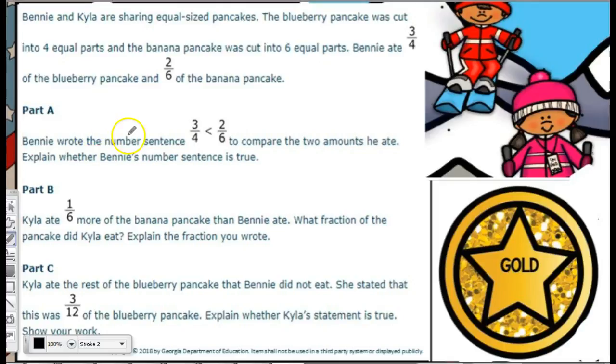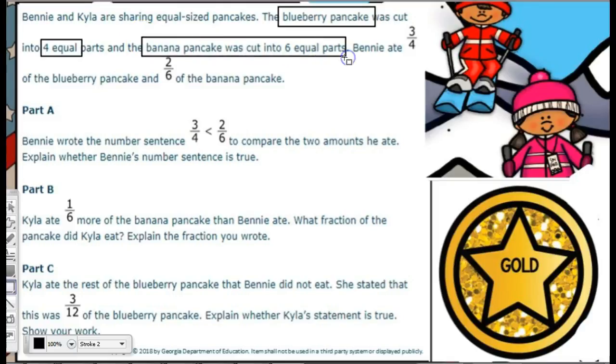Part A, Benny wrote the number sentence, 3/4 is less than 2/6, to compare the 2 amounts he ate. Explain whether Benny's number sentence is true. All right, so let's jail our detail. We have a banana pancake and a blueberry pancake. The blueberry pancake was cut into 4 equal parts. The banana pancake was cut into 6 equal parts. And he ate 3/4 of the blueberry pancake and 2/6 of the banana pancake. So let's draw this out.